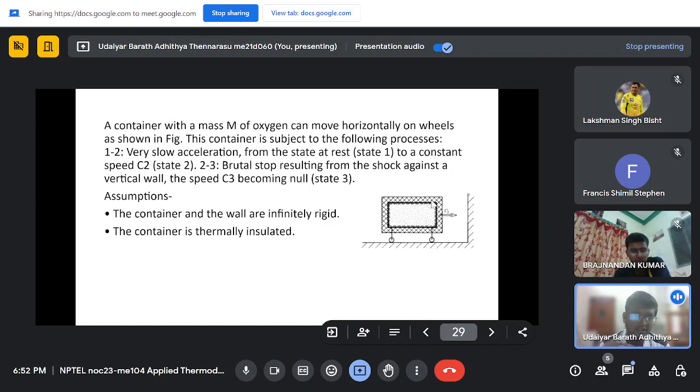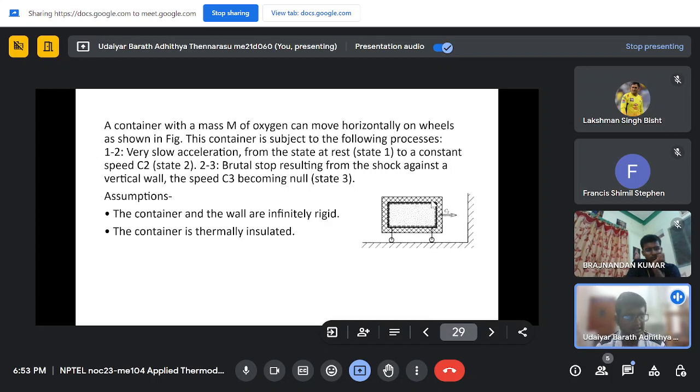It's kept in a wheel and it's slowly accelerated. It's a very slow acceleration, given from the state at rest, initially at rest, and during the slow acceleration process it's reaching a constant speed c2. C2 is some value of velocity it's reaching, and the next process is a brutal stop resulting from shock against a vertical wall.